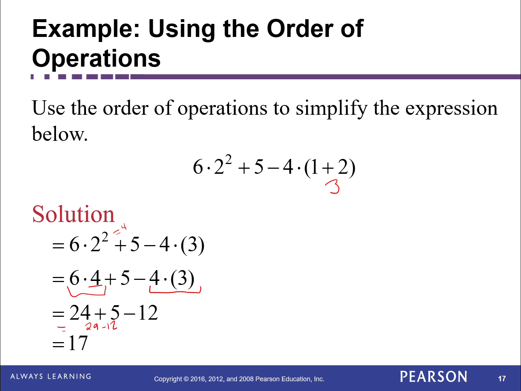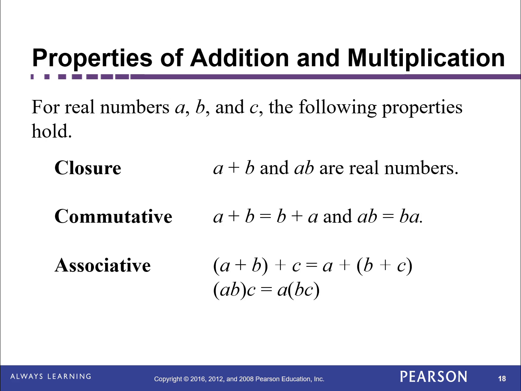Order of operations. Now let's look at the properties of addition and multiplication. For real numbers a, b, and c, the following properties hold. You have your closure property, which says that a plus b and a times b are real numbers. Your commutative property says that a plus b equals b plus a, and a times b equals b times a. Your associative property: (a plus b) plus c is the same thing as a plus (b plus c), with different arranged parentheses there.